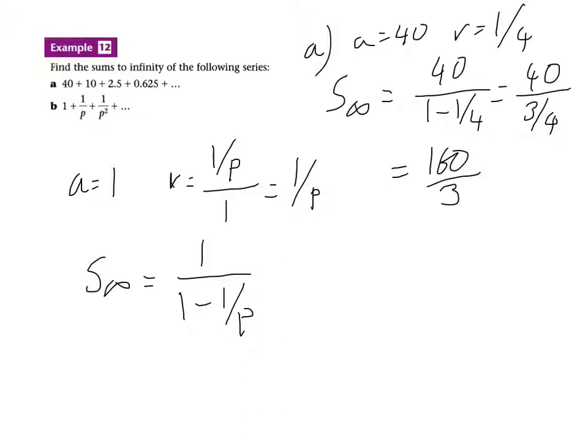Now here we're going to have to manipulate this. If we multiply both top and bottom by p, then we're going to have p on the top, p times 1 is p, and p times this over here, which is going to be -1. And so that's our answer. Remember, multiply 1 by p, we get p, multiply 1 by p, we get that there, multiply 1 over p by p, and we get -1.